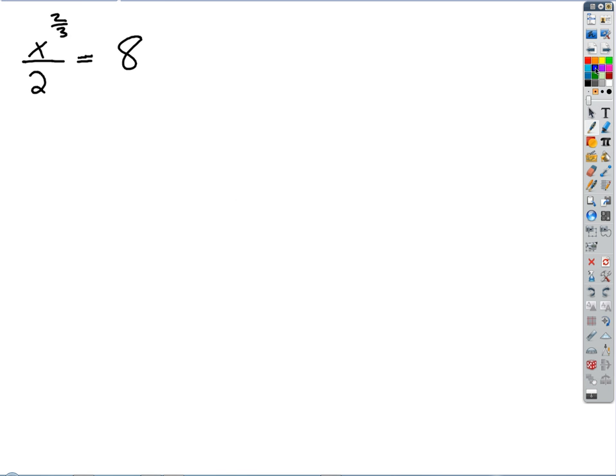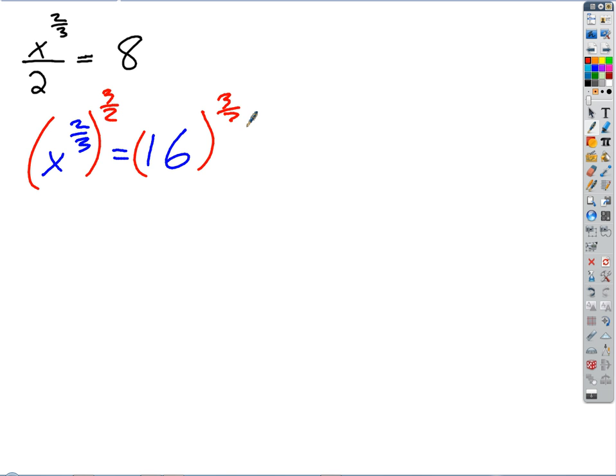First step would be the same, right? We'll multiply both sides by 2, and we'll get x to the 2/3 equals 16. Now, how can I do this by taking both sides to one fractional power? What power? 3 halves, okay. But now it's red, so talk to me about that. That's gonna give me x on the left side.